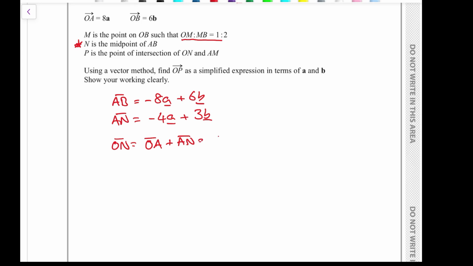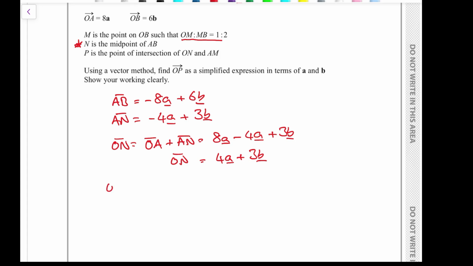So in other words, that's going to be 8A, which I got from the question, plus the thing I've just worked out, which is minus 4A plus 3B. And if I combine all these things carefully, that tells me that O to N is going to be equal to 4A plus 3B. Okay, so far I haven't really done anything of note beyond just combining vectors.